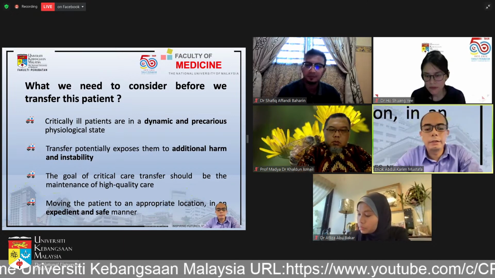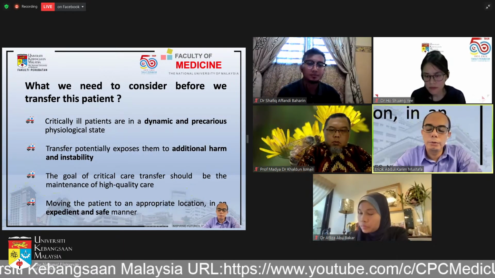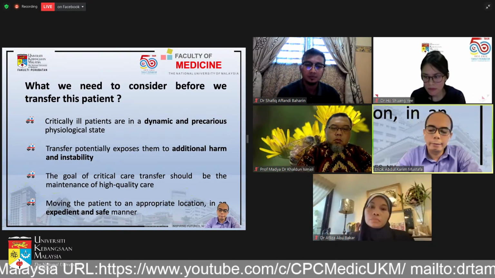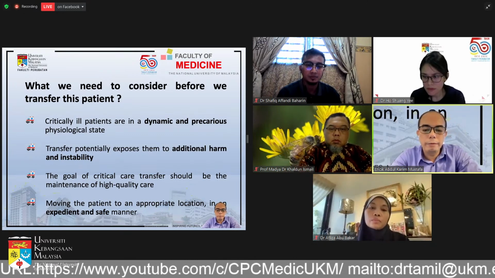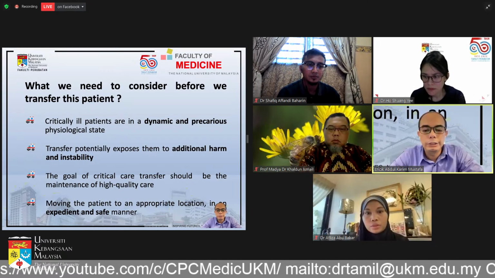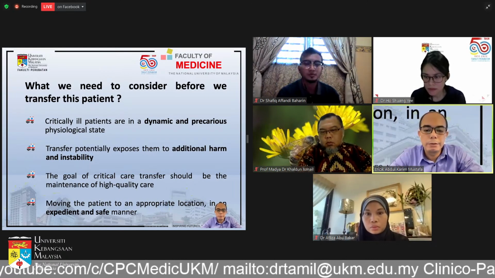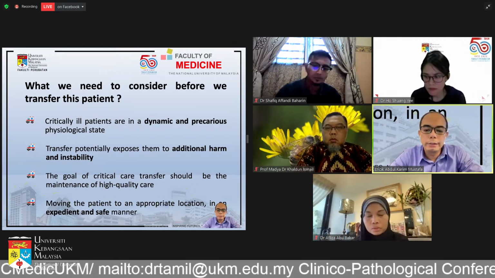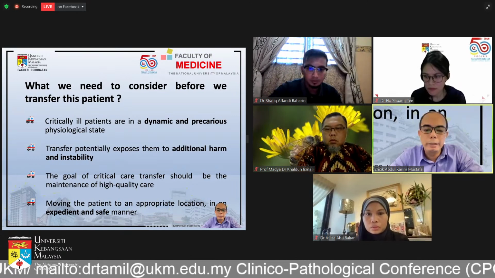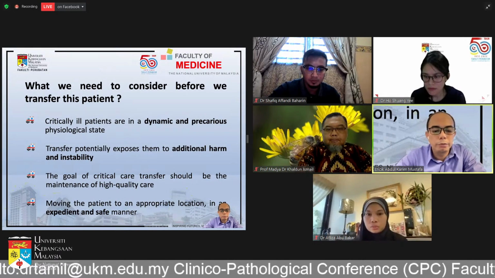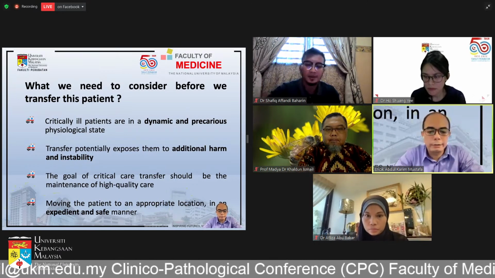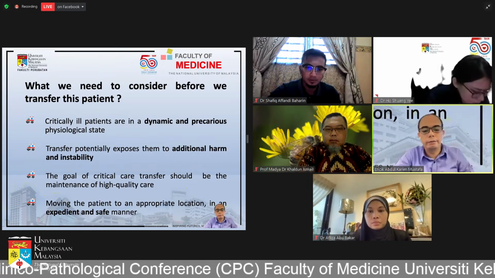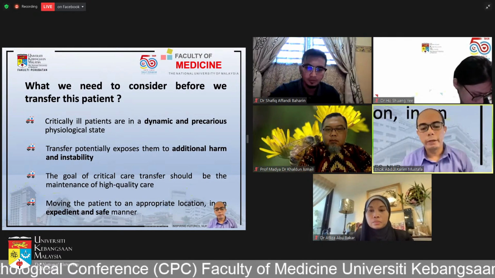The goal of a critical care transfer should be the maintenance of high quality care. There is no substandard care during interfacility services. So all the paramedics or the AMO are qualified and able to manage in the confined space in the ambulance. In the ambulance, we have a small space there. There is nothing we can do about that during the transfer, but we can manage and minimize it. So before we transfer, we have to make sure the patient is stabilized. So moving the patient to the appropriate location must be done in an expedited and safe manner, to make sure the patient is safe and also the staff is safe.